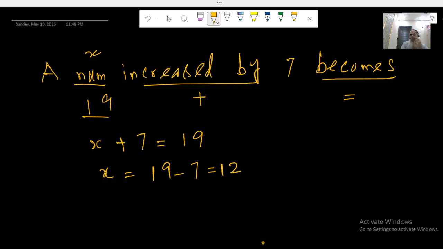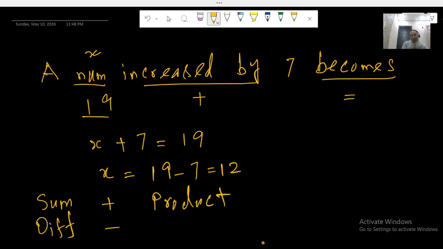We don't read them correctly. This is another problem. So here, the word sum means plus. Difference means minus. Product means multiply. And quotient means division.